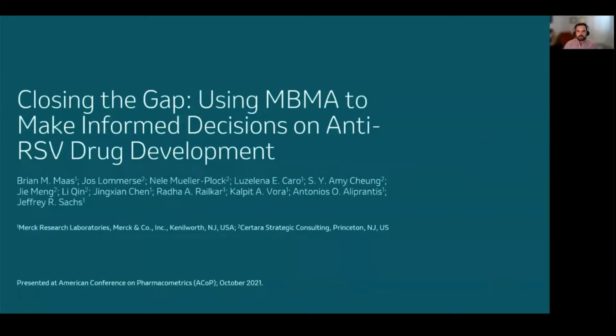This talk is separated into two parts. The first part summarizes how dose selection has been traditionally conducted for monoclonal antibodies in the RSV space, and it also introduces model-based meta-analysis, or MBMA, as an alternative approach for modeling during monoclonal antibody development. The second part will show you how we used a developed MBMA for RSV to support dose selection for MK1654, a monoclonal antibody that's currently in phase 3 development for the prevention of RSV.